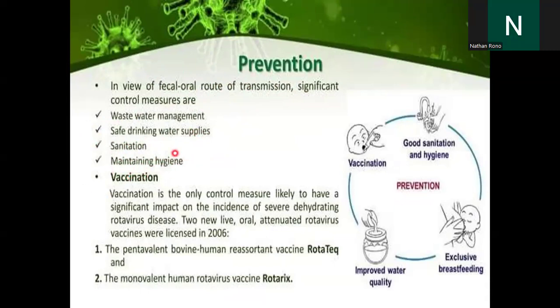Then vaccination. As I said, rotavirus is not common these days because there is a vaccine. It was developed in 2006. Vaccination is the only control measure likely to have a significant impact on the incidence of severe dehydrating rotavirus disease. Two new live oral attenuated rotavirus vaccines were licensed in 2006. So we have pentavalent bovine-human reassortant vaccine, RotaTeq, and monovalent human rotavirus, Rotarix. So this is what is given to children.